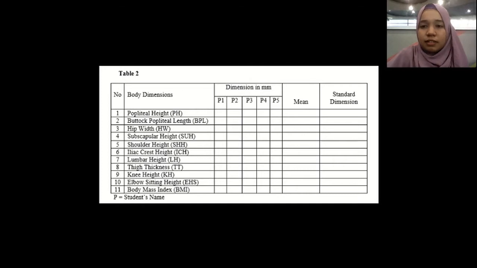Okay, now let's move on to the second process of this lab, where you have to measure the body dimensions of your friends. After you collect the body dimensions, you have to calculate the mean and also get the standard deviation. There are 11 measurements that you need to take. The first one is popliteal height, buttock popliteal length, hip width, subscapular height, shoulder height, iliac crest height, lumbar height, thigh thickness, knee height, elbow sitting height, and the body mass index of your friends.